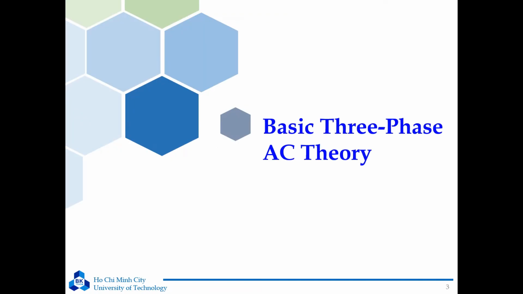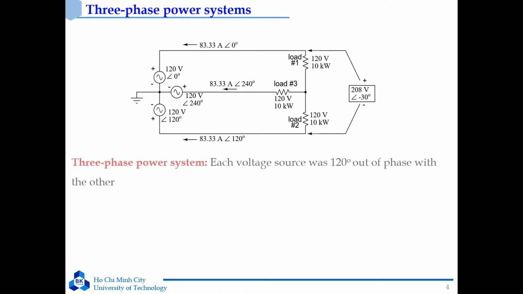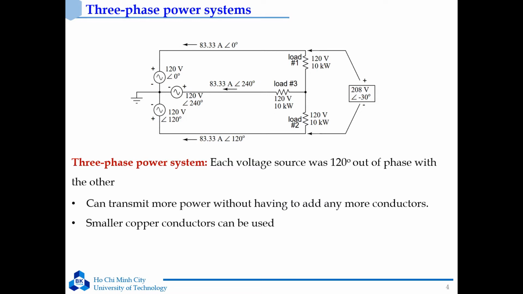Now let's discuss the basic three-phase AC theory. What is the three-phase power system? A three-phase power system is a system using a three-phase source. A three-phase source is the combination of three single-phase sources, in which each voltage source is 120 degrees out of phase with each other. A three-phase power system can transmit more power at cheaper cost. Therefore, the three-phase power system is widely used in industry.